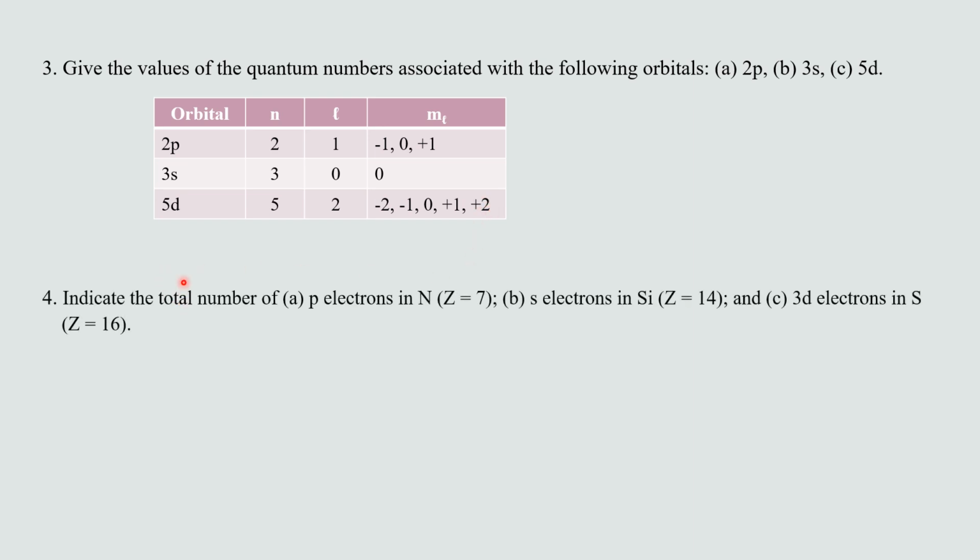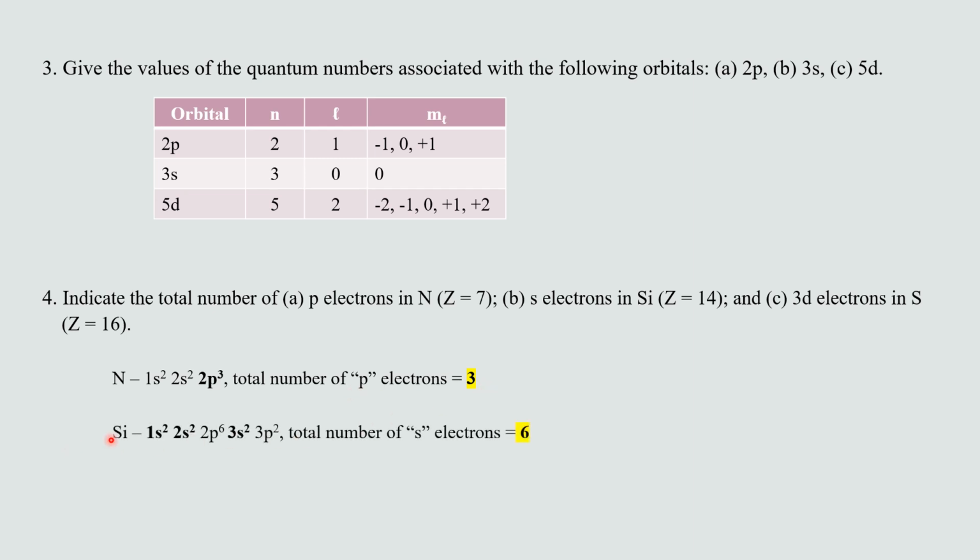Next, indicate the total number of p electrons in nitrogen, s electrons in silicon and 3d electrons in sulfur. Let's go and find out one by one. Nitrogen. If you write the electron configuration of nitrogen, atomic number is 7. So 7 electrons fill from low energy level to high energy level gradually. 1s2, 2s2, 2p3. So total number of p electrons, you can see only p electrons here. How many electrons? 3. So total number is 3.